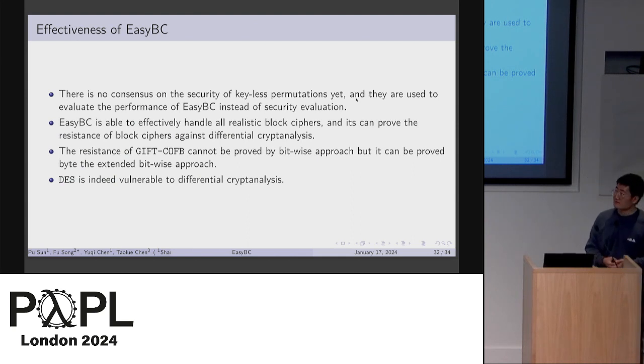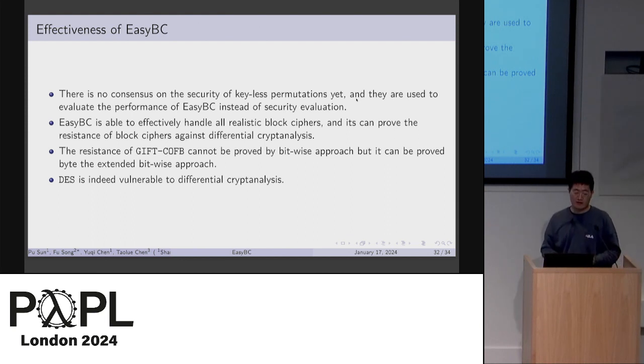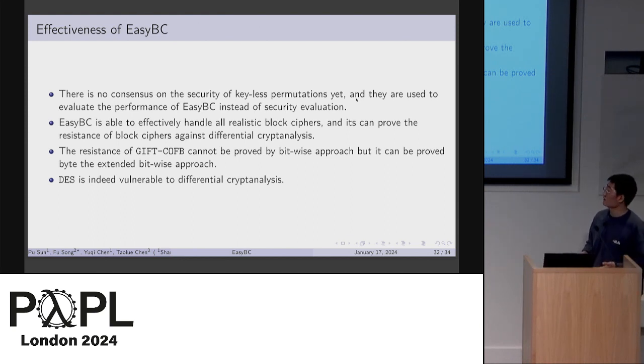For the keyless permutations, we only use them to evaluate the performance of our EasyBC and our approaches, instead of the security evaluation. EasyBC is able to effectively handle all realistic block ciphers, and it can prove the resistance of all block ciphers shown in the tables. Note that the resistance of GIFT cannot be proved by the bitwise approach, but it can be proved by the extended bitwise approach. And DES is vulnerable to differential cryptanalysis.